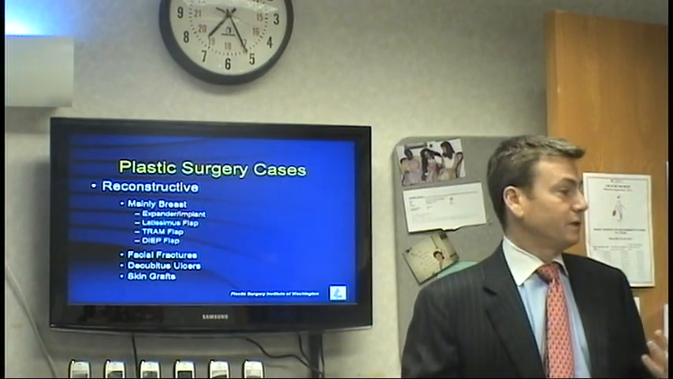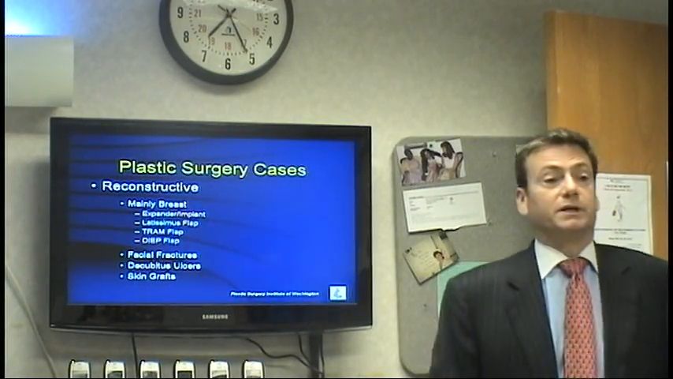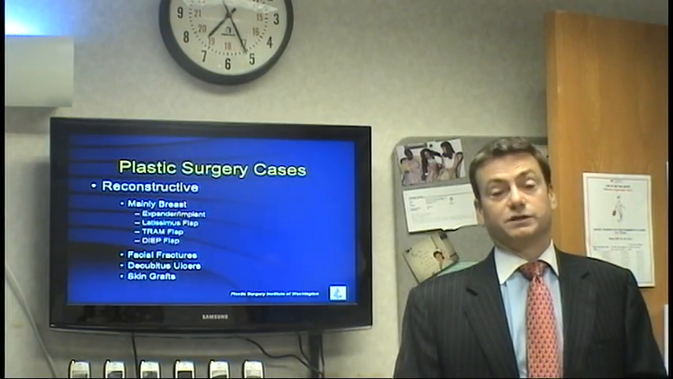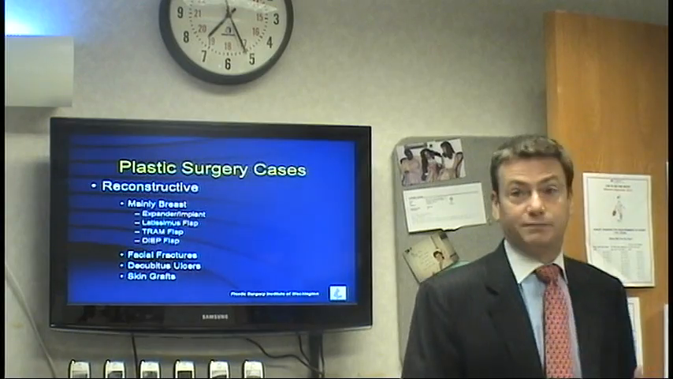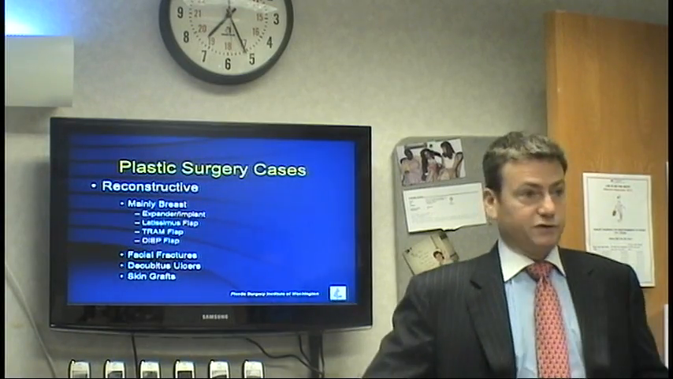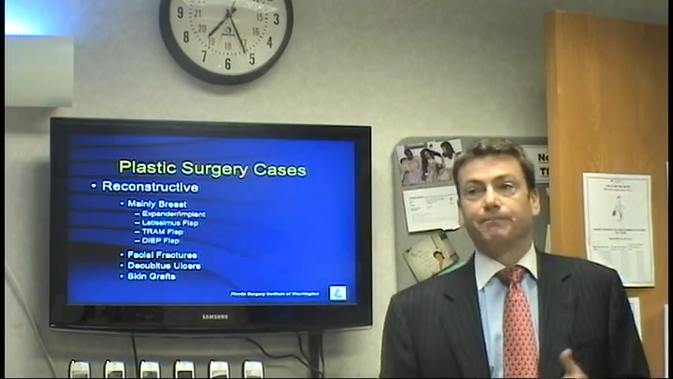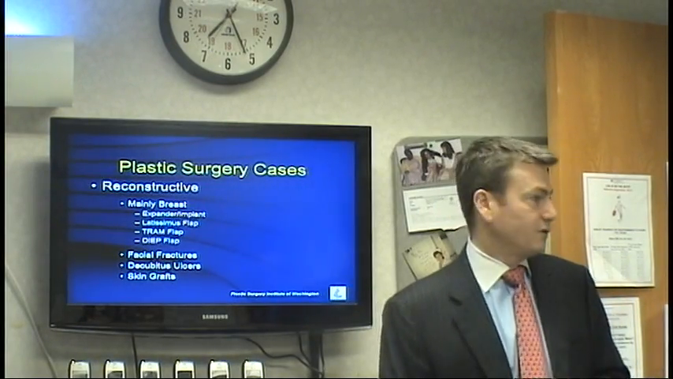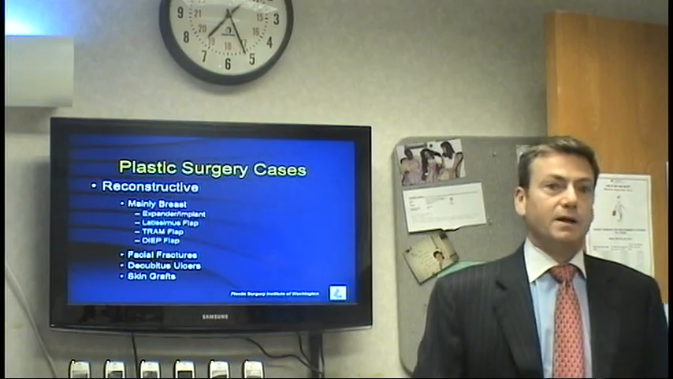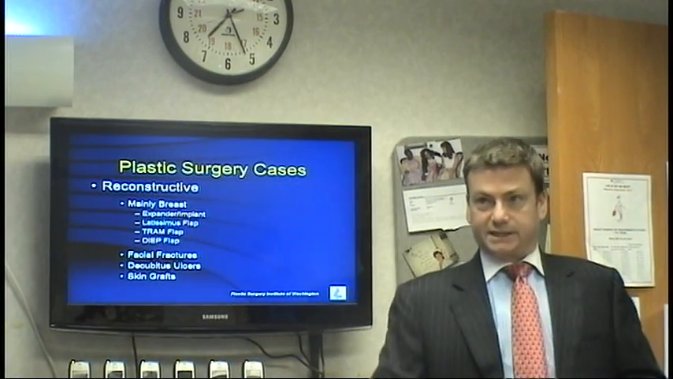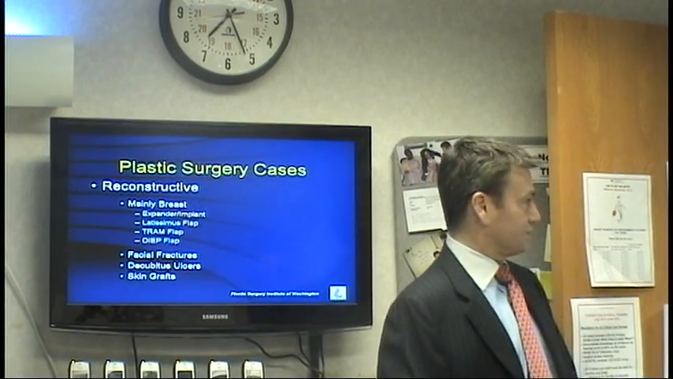TRAM flaps, you're not seeing as much anymore because of other procedures, better expander reconstructions, as well as more free flaps, which are called DIEP flaps. TRAM stands for transverse rectus abdominis myocutaneous, which is muscle and skin, flap. DIEP flap is deep inferior epigastric perforator flap. That means they take one blood vessel, they dissect that out, they take the skin and fat from here, but they're leaving the muscles completely intact.